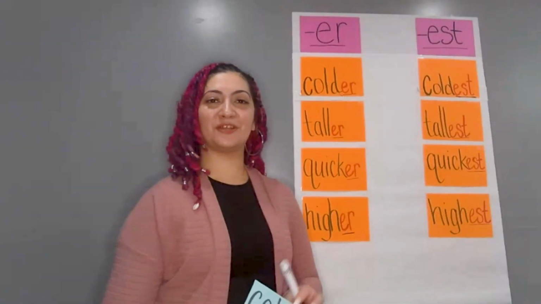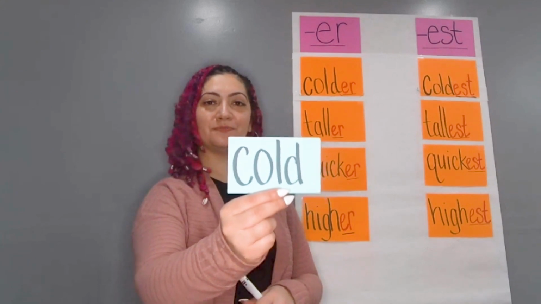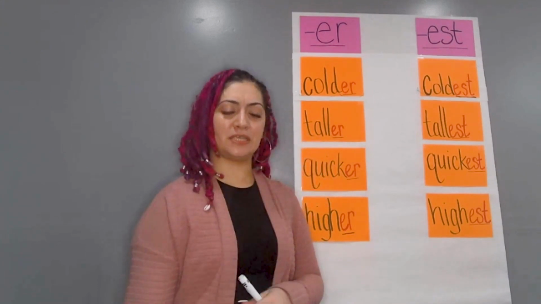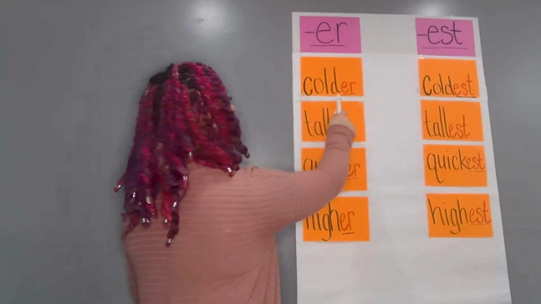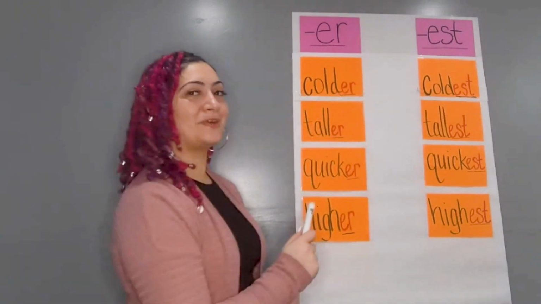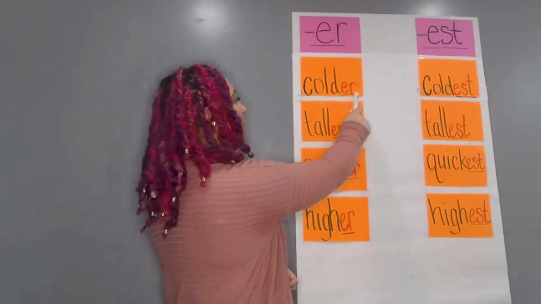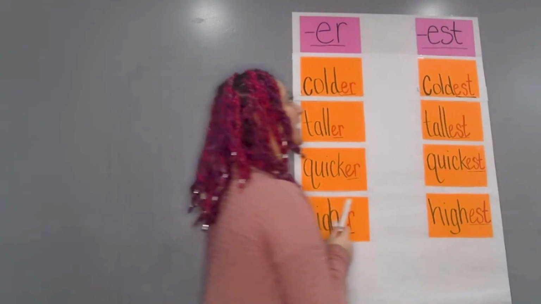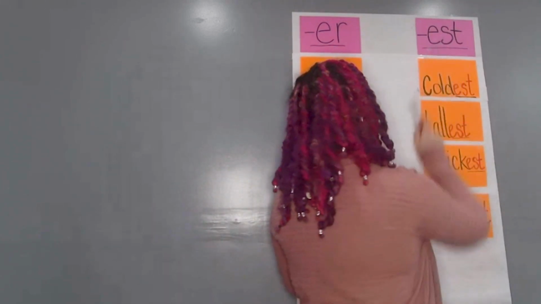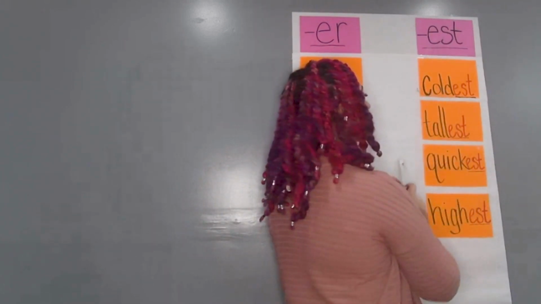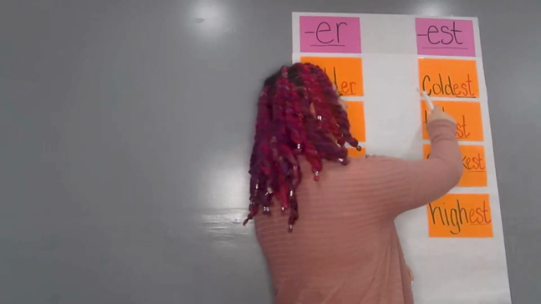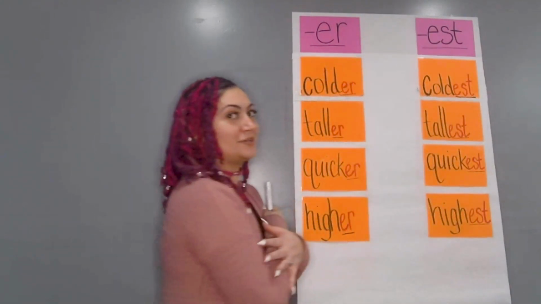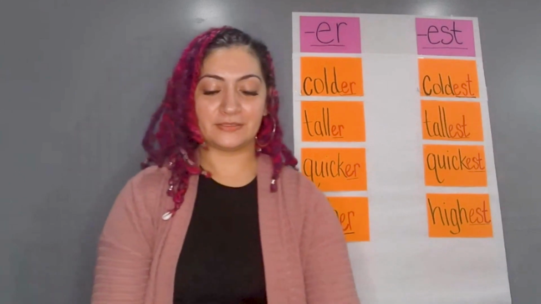Our first base word is cold. If we want to add the suffix er to the word cold, our word would become colder. What word? Colder. If we were to add the suffix est to the word cold, our word would become coldest. What word? Coldest. You're right. Take a look here.